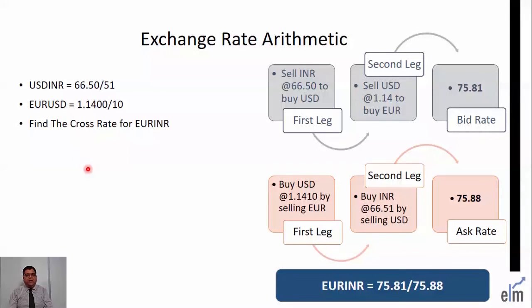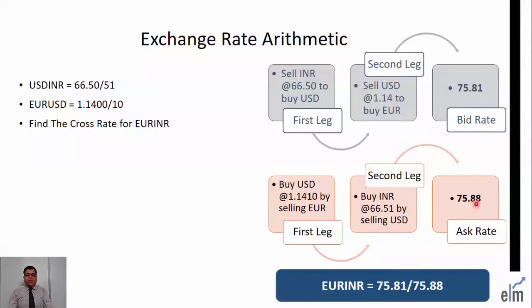On the other hand, we did the reverse when we tried to find out the ask rate. Here we sold euro to buy USD. So we had to buy USD at 1.1410 because it is the rate at which the market maker would be willing to sell euro to us. And thereafter we sold the USD to buy INR at 66.51. So that is the rate that is given.